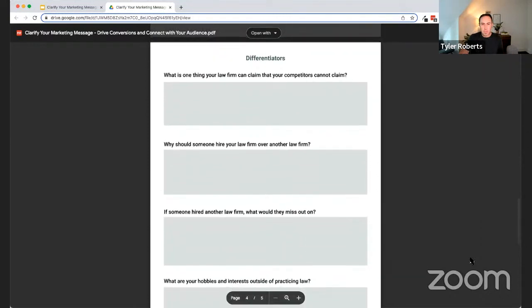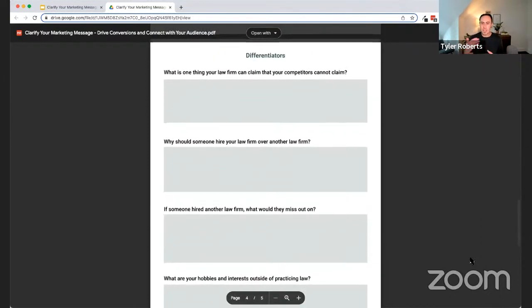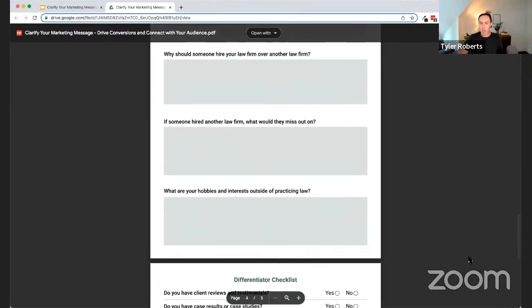Then below that, we have our differentiators. So again, looking at the things that can set your law firm apart. What are the things that you can claim that your competitors cannot? Why should someone hire you over another law firm? If they hire someone else, what would they miss out on, and so forth? And of course, hobbies and interests outside of practicing law.